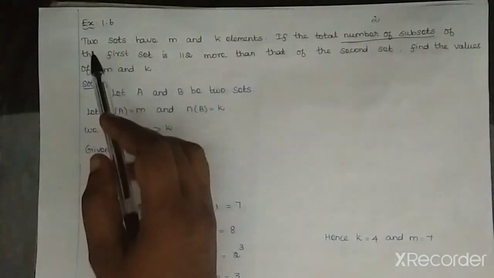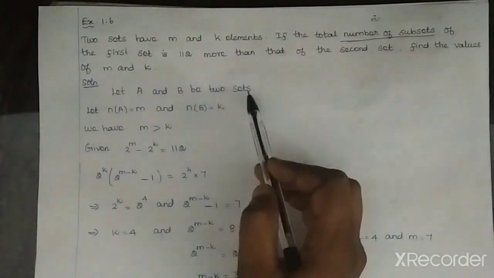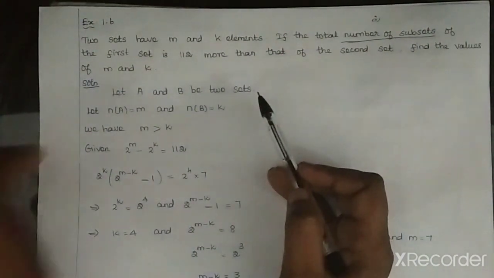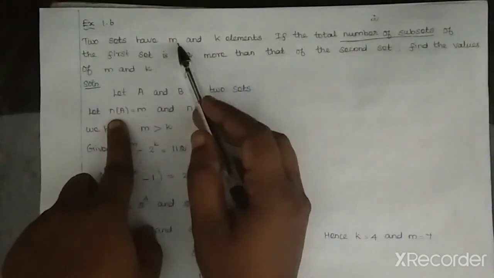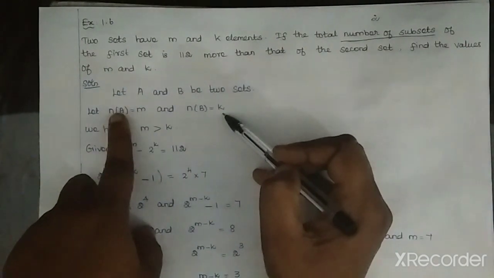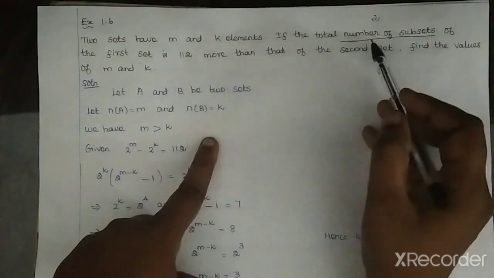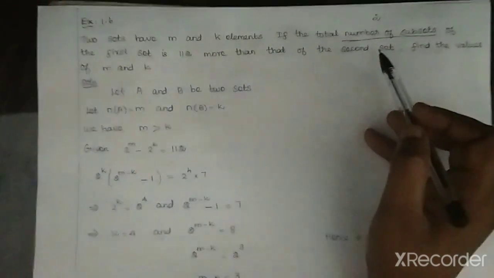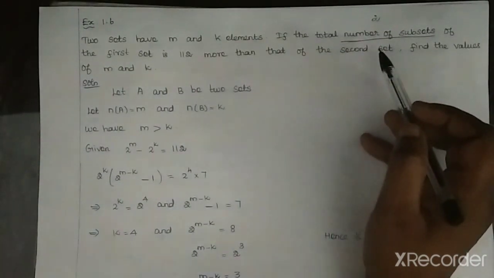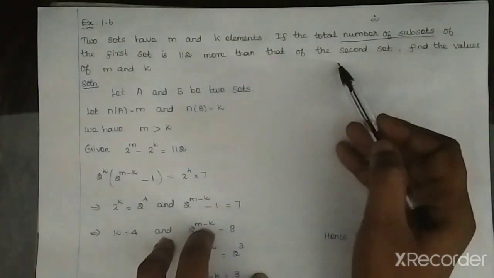Listen. First we have to take two sets, that is A and B. So let A and B be two sets. We take n of A, the number of elements in A, as m. Then n of B is equal to k. Number of elements in B is k. So as per the question, m is greater than k, because the number of subsets of the first set is more than that of the second set. So that is m greater than k.